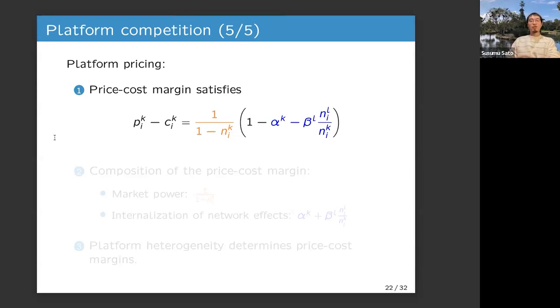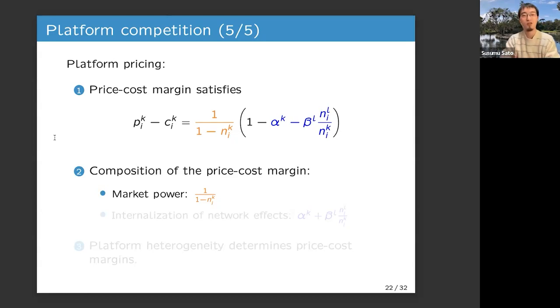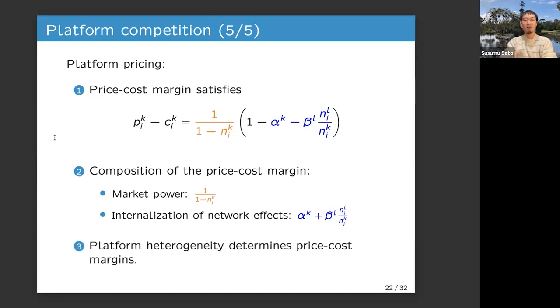So at the optimum or equilibrium, the price cost margin satisfies this simple formula, which is a sort of generalization of pricing in the logit demand. Here, the price cost margin has two components, where a market power term is represented by this orange term, 1 over 1 minus this. This represents the ability or incentive of the platform to set price above or below marginal cost. And because there are network effects, to the extent that the platform benefits from expanding networks, it has an incentive to lower prices further. And eventually, if network sizes are endogenous variables, platform heterogeneity determines the price cost margins through this price formula for price cost margins.